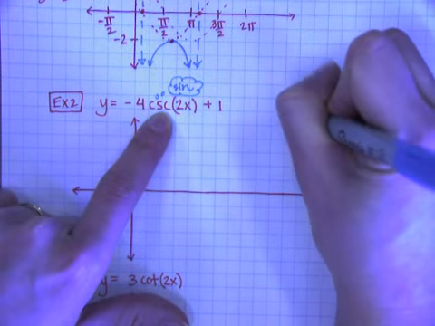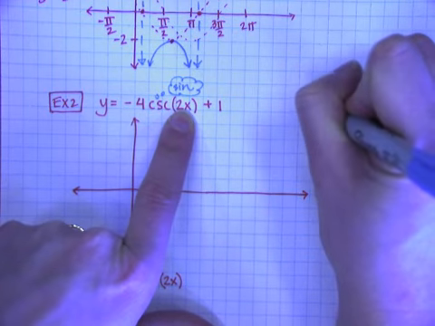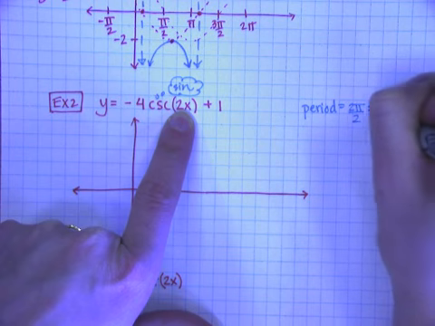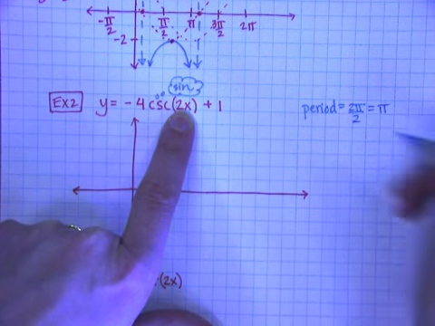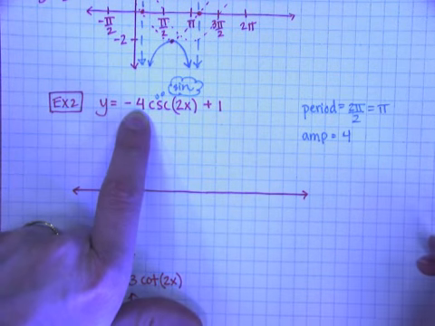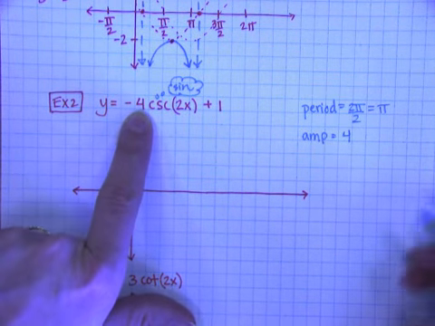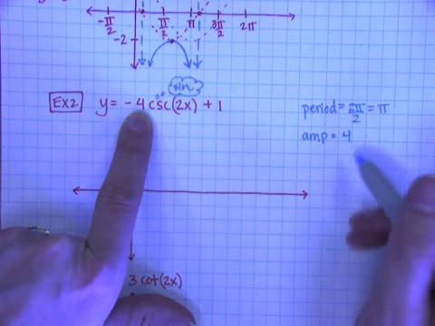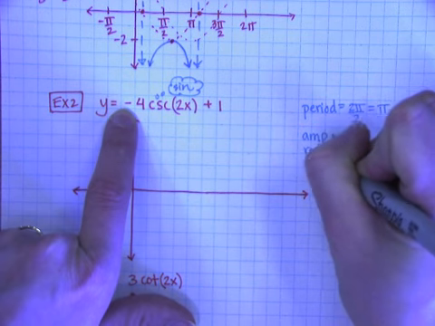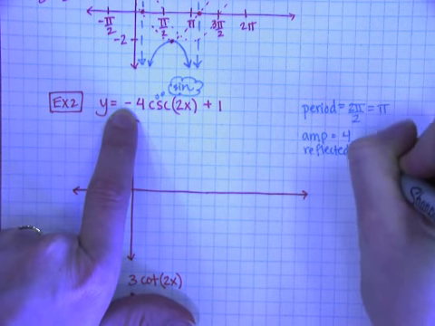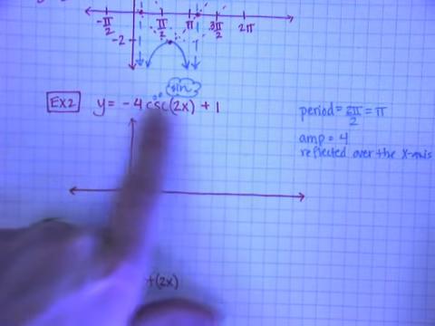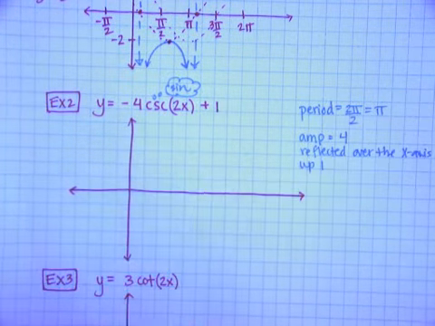Now in this case my period has been changed by this 2. Period is 2 pi over b, so for me it's going to be 2 pi over 2, which is pi. And my amplitude is 4. Notice my amplitude is not -4, it's +4, because the amplitude is the distance from the midline to the highest point of the curve, so it's always positive since it's a distance. But it has been reflected over the x-axis because of that negative. And then my graph has also been shifted up 1.